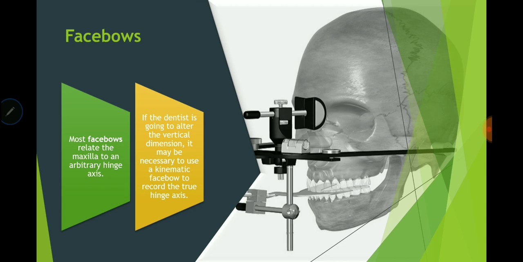If the dentist is going to alter the vertical dimension of occlusion, it may be necessary to use a kinematic facebow to record the true hinge axis. You have different kinds of hinge facebows. You can use the one which has a kinematic facebow, and you can adjust the angles to make sure you capture a true hinge axis.